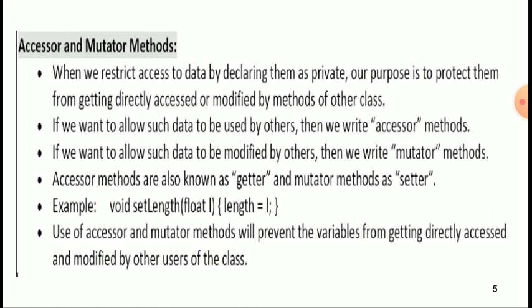Example, void setLength(float L), length equals L. Use of accessor and mutator methods will prevent the variable from getting directly accessed and modified by the other users of the class. So that is the accessor and mutator method.